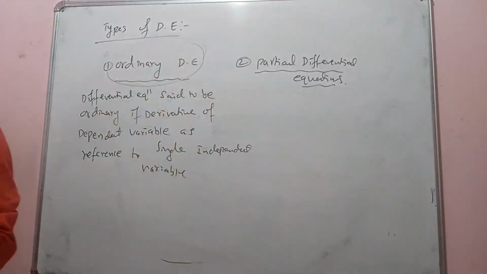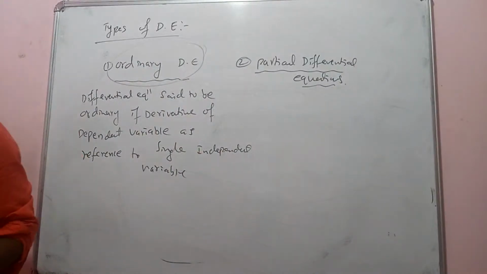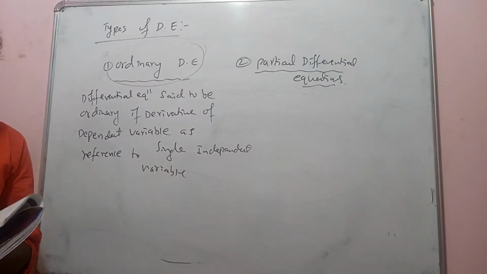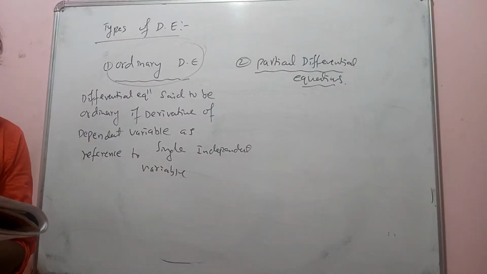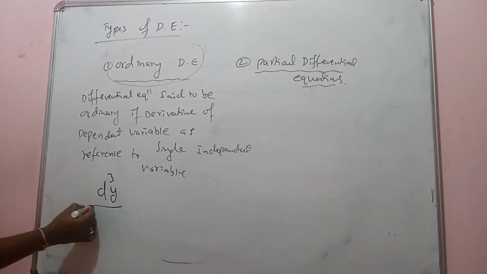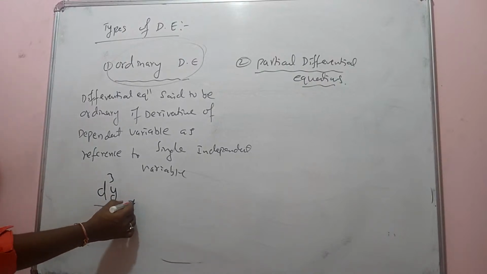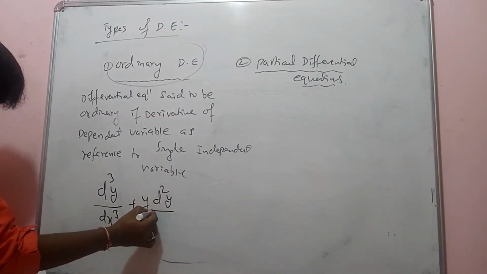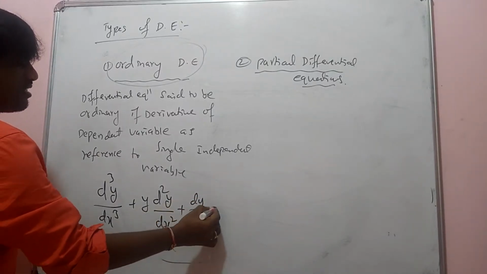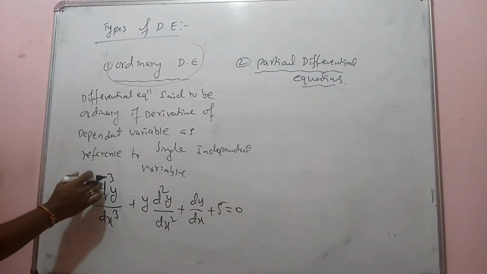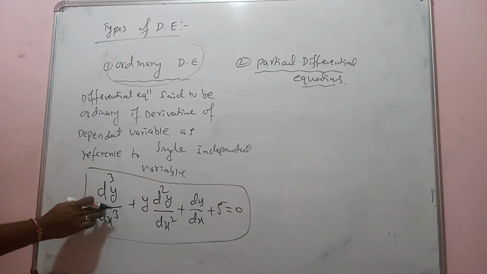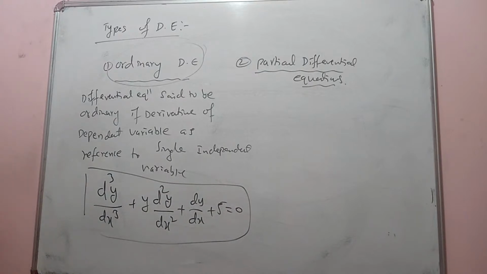We are going to learn ordinary differential equations; we are not going to learn partial differential equations. How they look, I'll tell you. In an ordinary differential equation, you will find something like d cube y by dx cube plus y into d square y by dx square plus anything dy by dx plus phi is equal to 0. This is what we call an ordinary one. It is expressed in a single y and x.